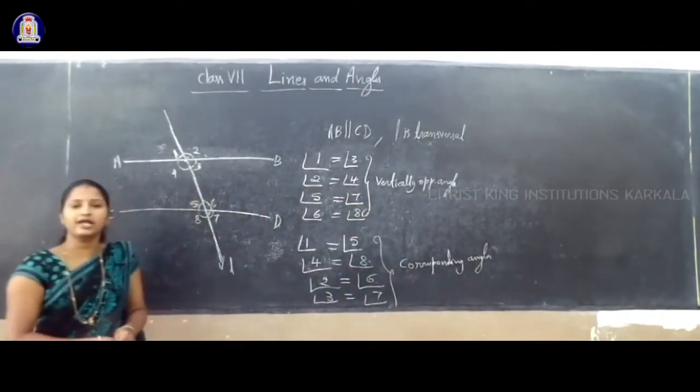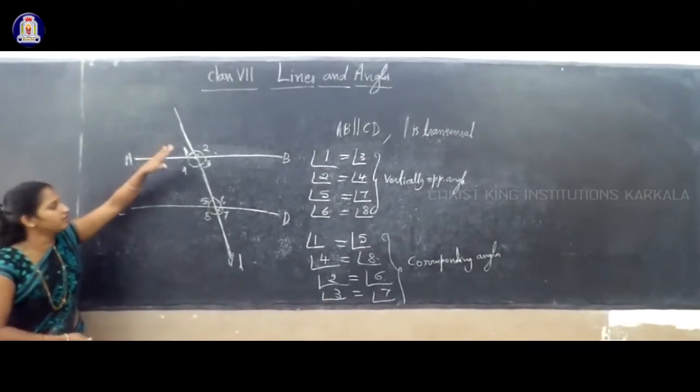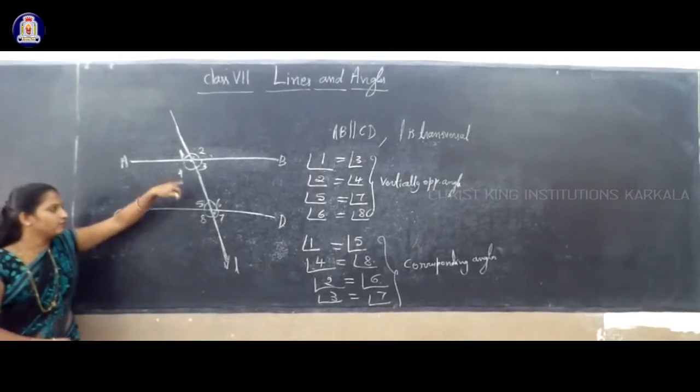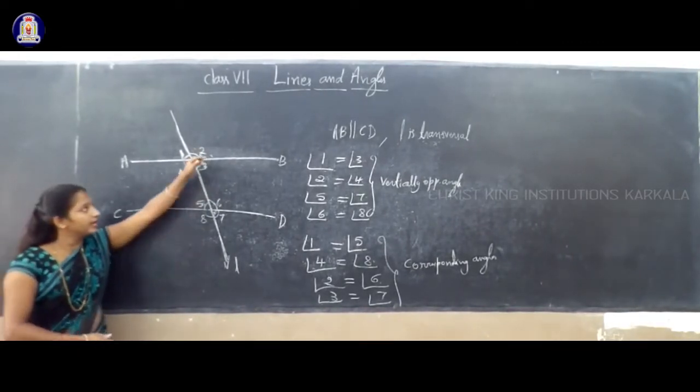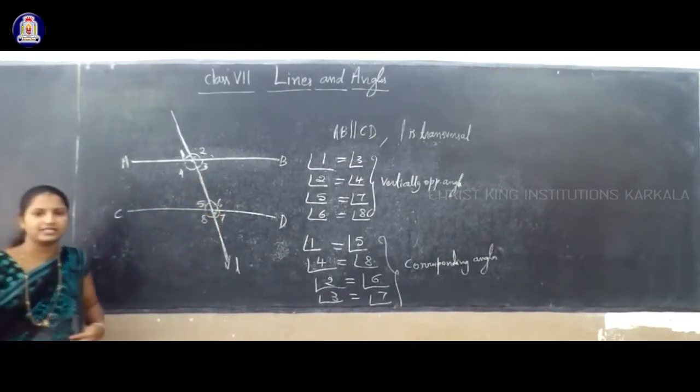So corresponding angles are equal. They are understood, which angles are corresponding angles. Angle 1 is equal to angle 5. Angle 4 is equal to angle 8. Angle 2 is equal to angle 6. Angle 3 is equal to angle 7. These are corresponding angles.